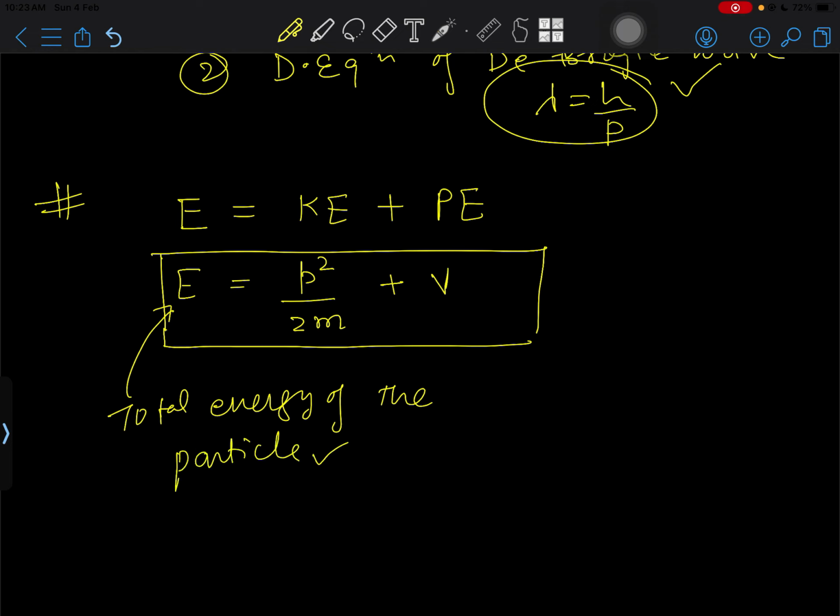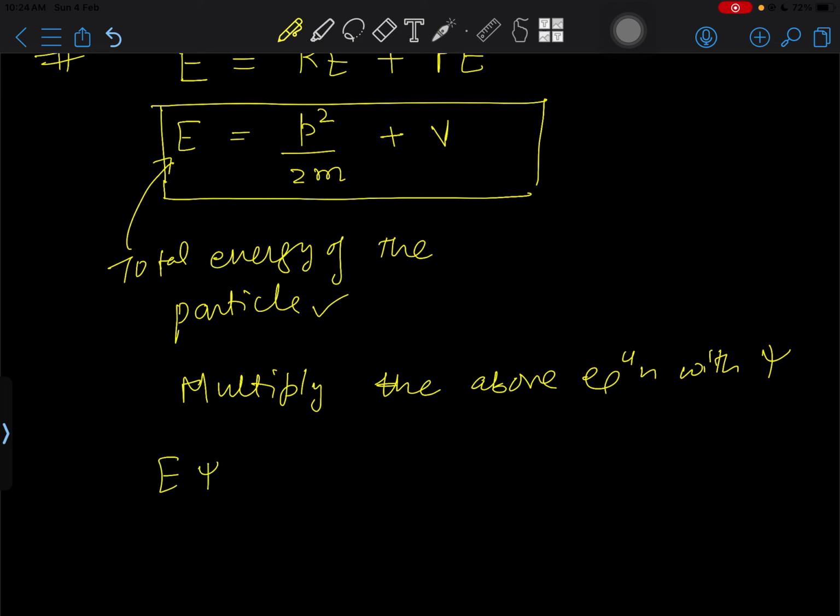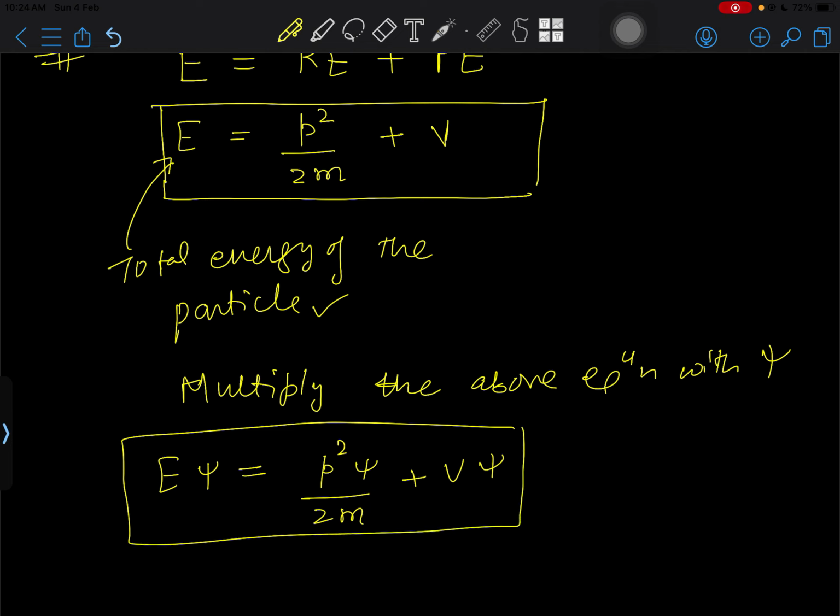Now we need to multiply this equation with ψ. So we multiply the above equation with ψ and get Eψ is equal to p square ψ upon twice m plus Vψ. This is the result we have got, and let us consider this as equation number.